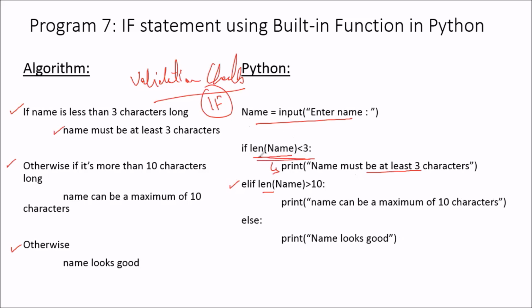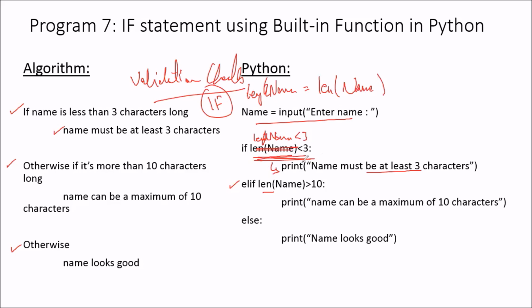You can even work it like this. You can get a variable length_name and assign len of name, whatever you have put in that. So this is a variable length_name. So you don't need to use the function over here. You can directly write length_name is less than 3. You can use it like this too.